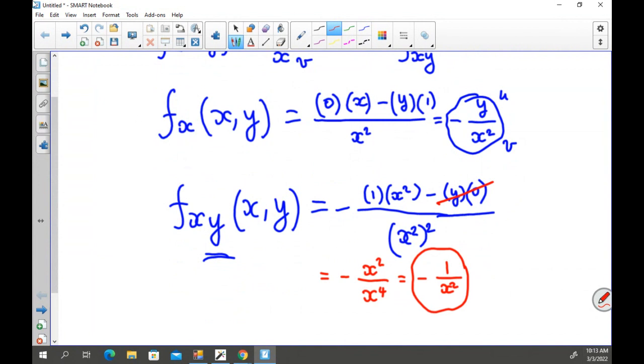So the correct answer is C here, yeah? C is the correct answer. How do we get the final answer? Minus 1 over x squared. x squared over x to the 4. So what do you do with the powers? Okay, yeah? 4 minus 2 is 2, yes? Like this. Okay, great. Any question regarding this?